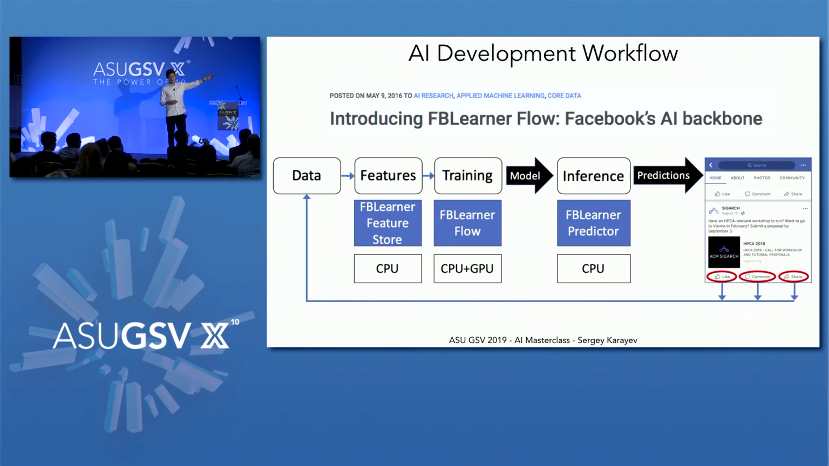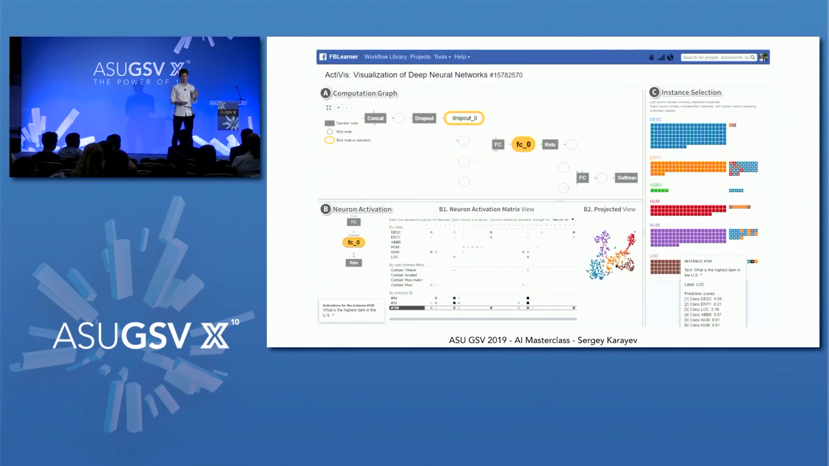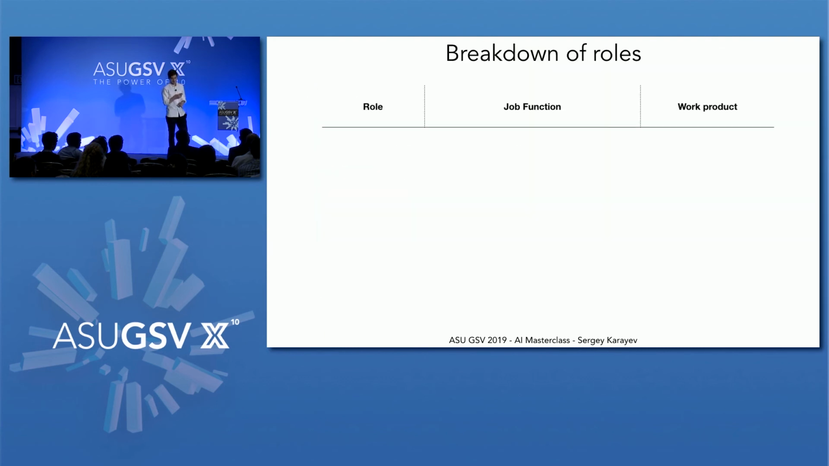This is FB Learner Flow, Facebook Learner Flow. Every model that is shipped on Facebook goes through the same type of shared platform. You get data, extract features, train models, deploy it somewhere where it makes inferences, and then gather feedback from the users to add to the data and keep going around. You can track the experiments you're running. You can look at what kind of model you're training and debug it that way, and so on.